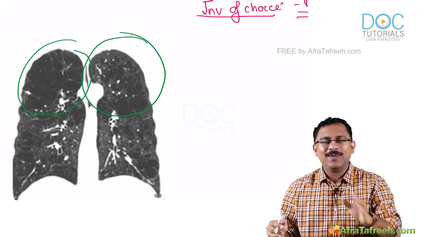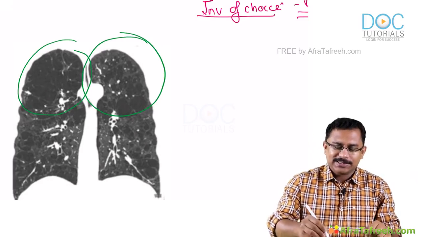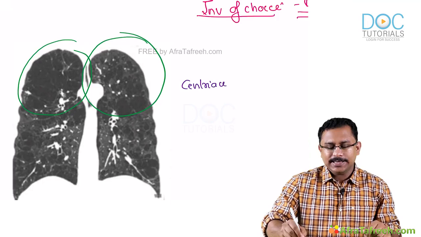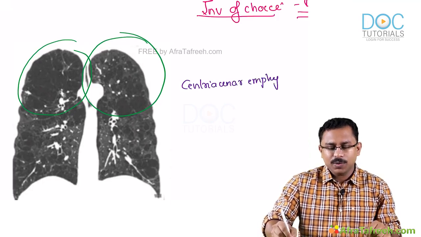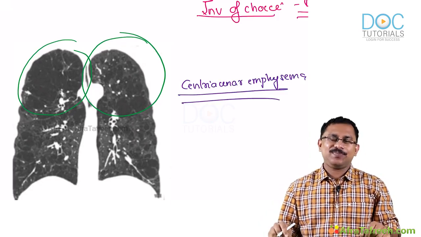So what is that type of emphysema? What is predominant in the upper zone? This is actually a CT thorax of a patient with a centriacinar or centrilobular emphysema. Okay, centriacinar or centrilobular emphysema.